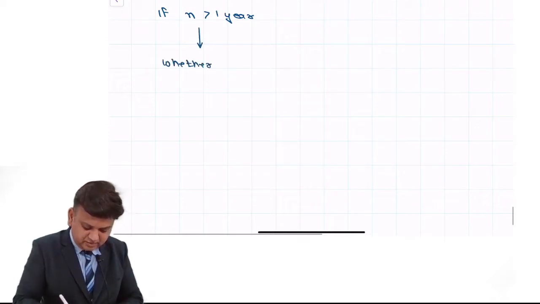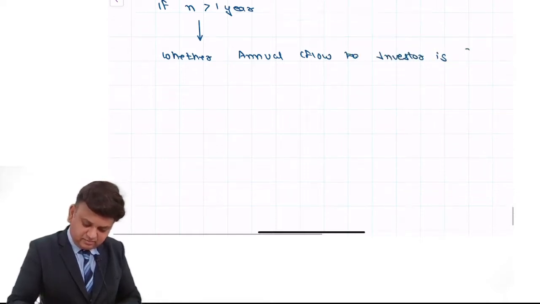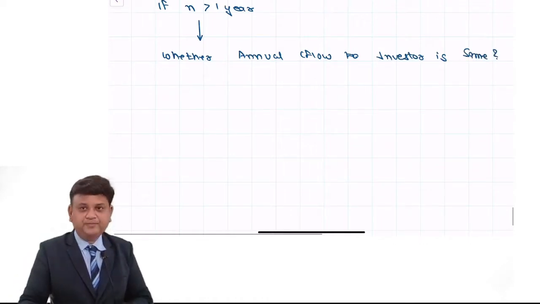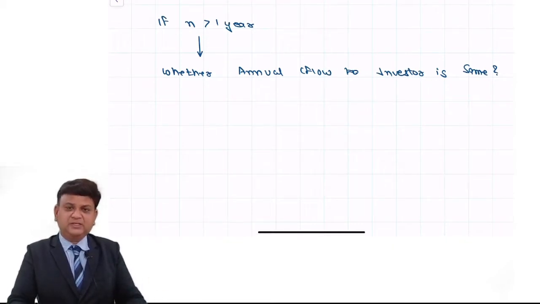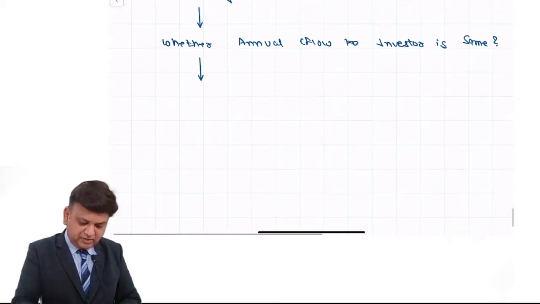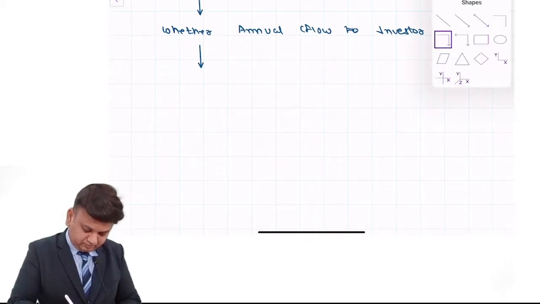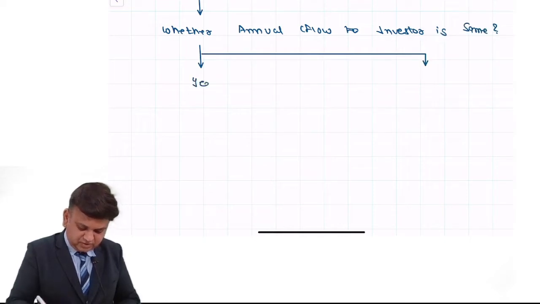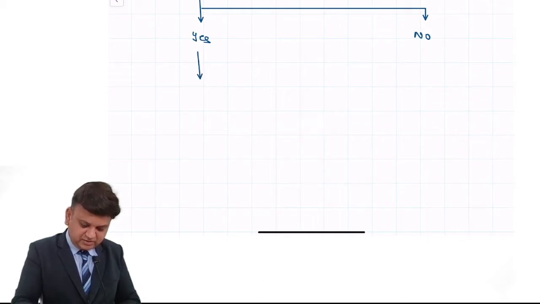Whether annual cash flow to investor is same? In a way that, say, whatever the rate of interest or rate of preference dividend is same on annual basis. If yes, then in that case there are two methods by which you can do answer.